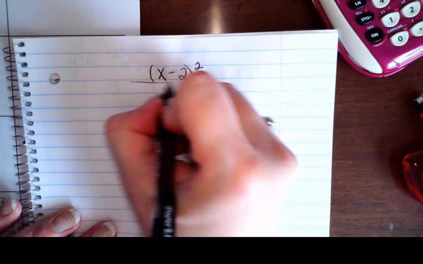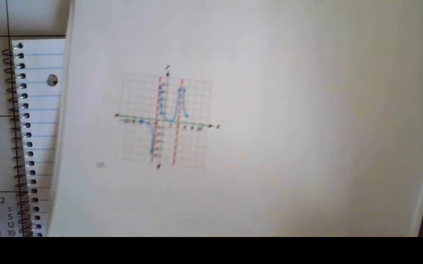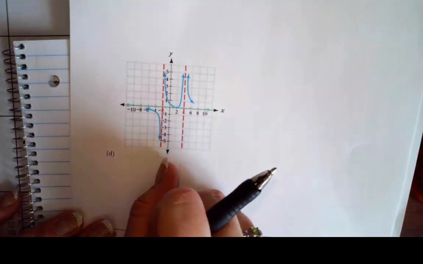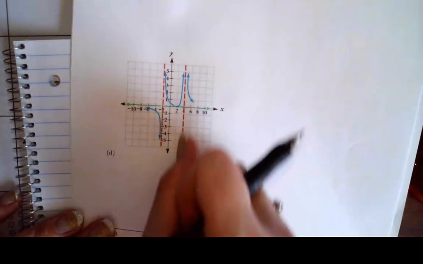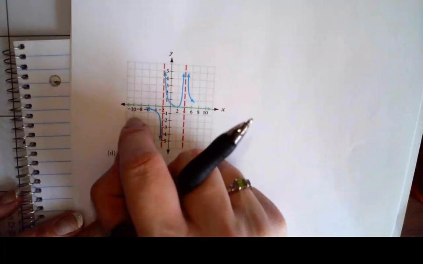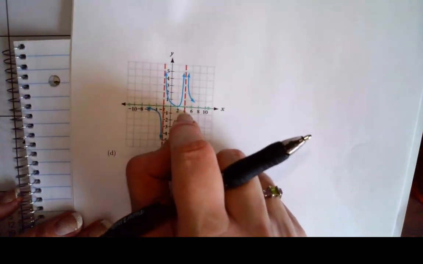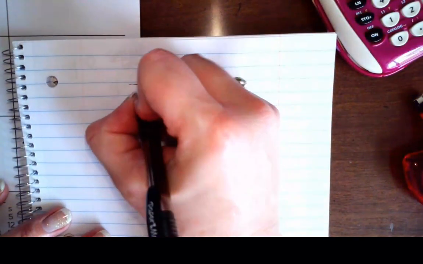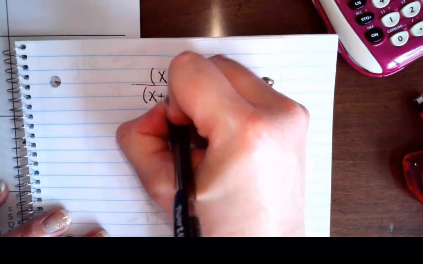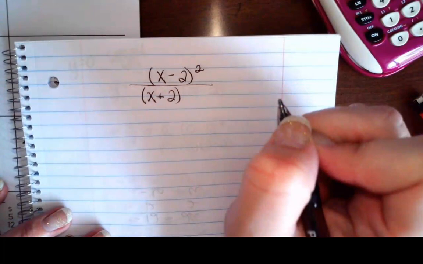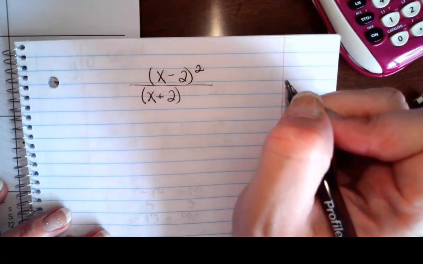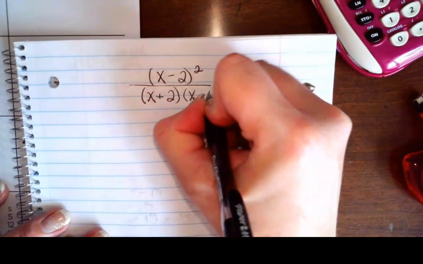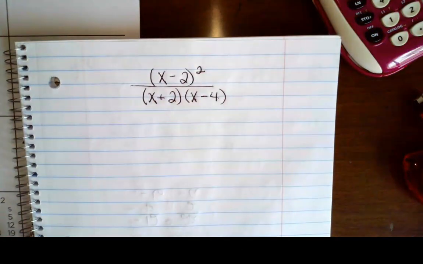Okay? Now let's look at our vertical asymptotes. I've got a vertical asymptote at negative 2, and I've got a vertical asymptote at 4. Watch your scale. So this is negative 2, and this is 4. If my vertical asymptote is at x equals negative 2, my factor will be x plus 2. If my vertical asymptote is at x equals 4, then my factor will be x minus 4.